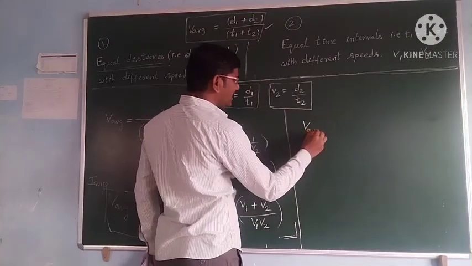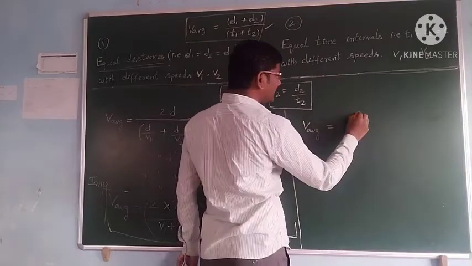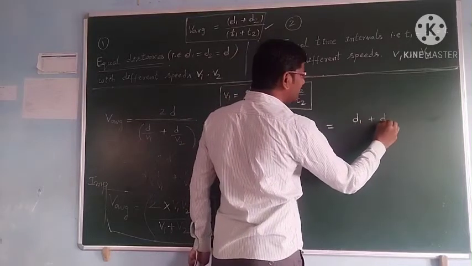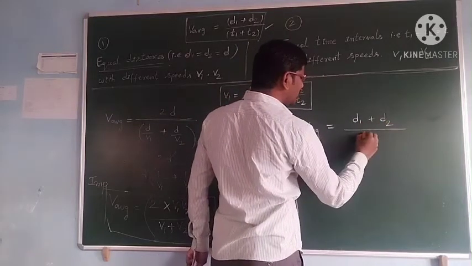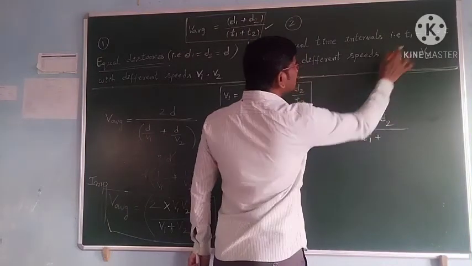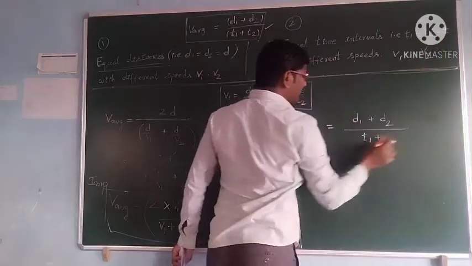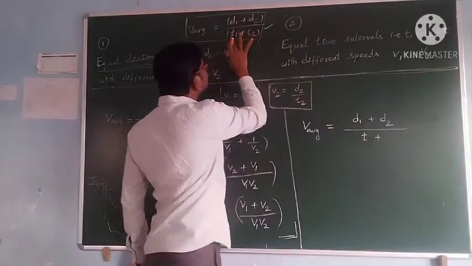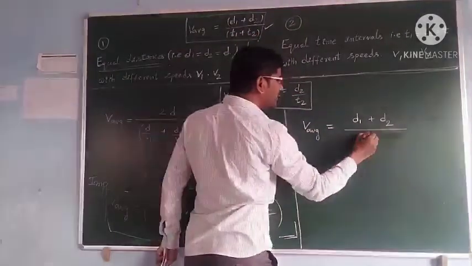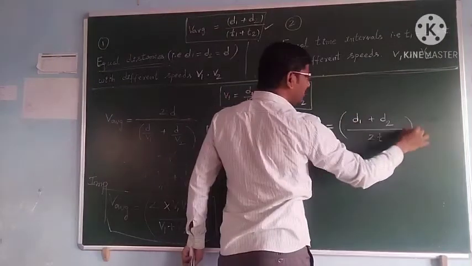So v average is equal to total distance, meaning d1 plus d2, divided by total time, t1 plus t2. t1 is t, and t2 also is t, so you will have 2t in the denominator, 2 into t in the denominator.